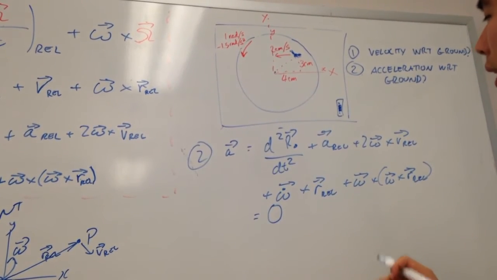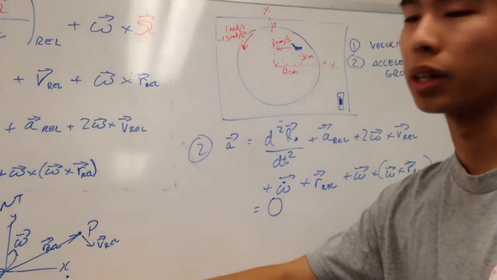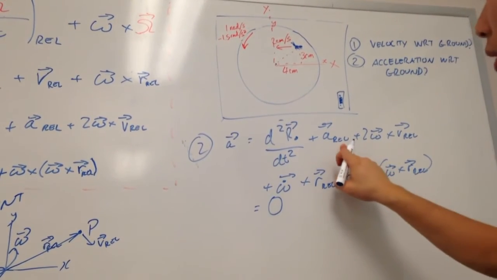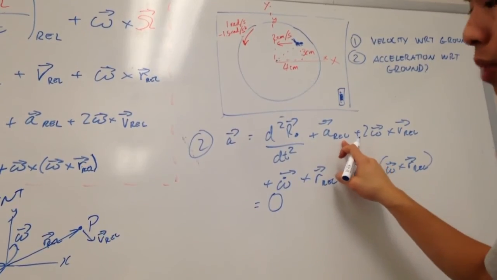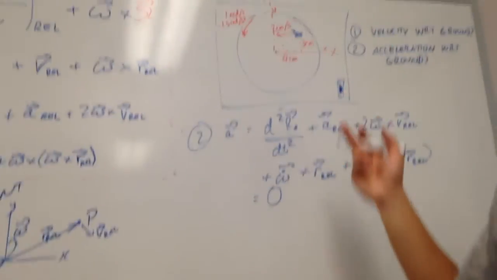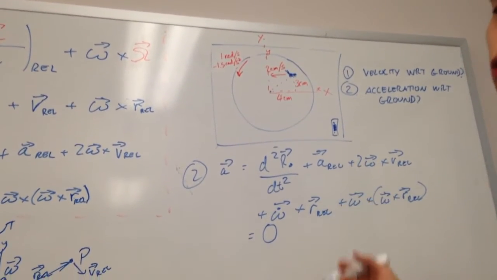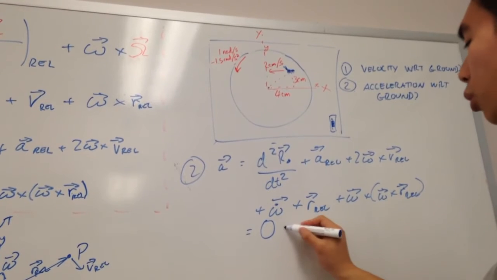What's AREL? It's the acceleration of the ant with respect to the intermediate reference frame. Remember, anything that says rel is with respect to the intermediate reference frame. So in this case, our ant's not accelerating with respect to the turntable, it's just walking at a constant 2 centimeters per second, so that's also 0.